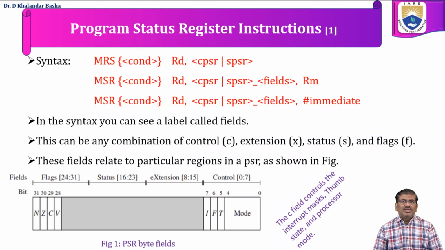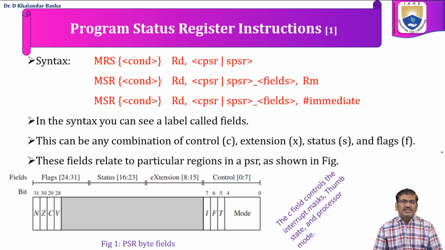The syntax of the instruction is MRS or MSR, condition, which is optional, then Rd, and the CPSR or SPSR. So these register contents will be copied into Rd. Whereas in the MSR instruction, the CPSR along with the fields and Rm register are used to write the immediate data that we are going to write.